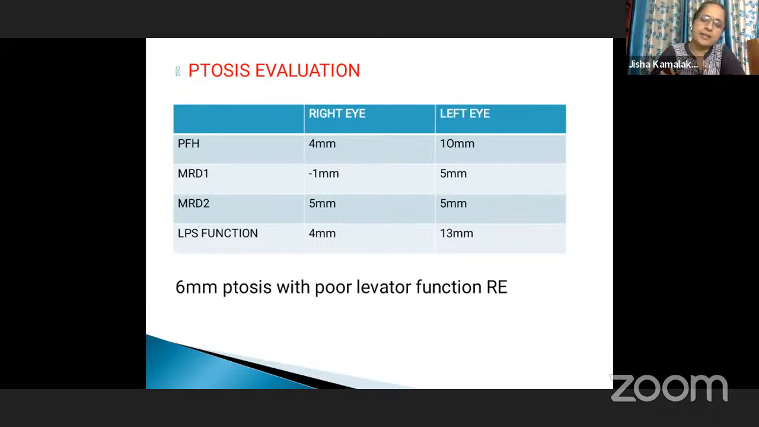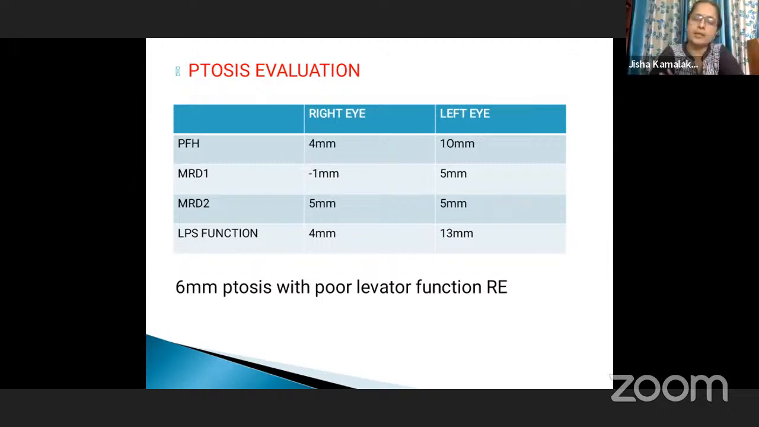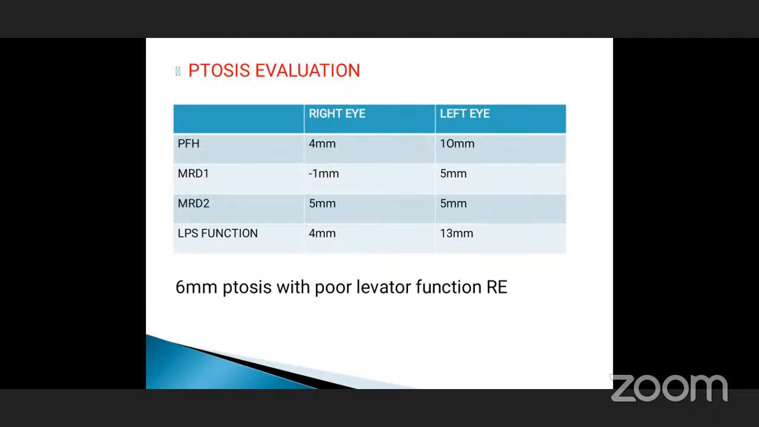Okay. Is there any condition where the ptosis is significant, but the levator function is good? Usually in senile ptosis, there is ptosis with good levator function. Okay, you mean an aponeurotic ptosis? Aponeurotic ptosis. Is there any other point to diagnose that? It is usually bilateral.